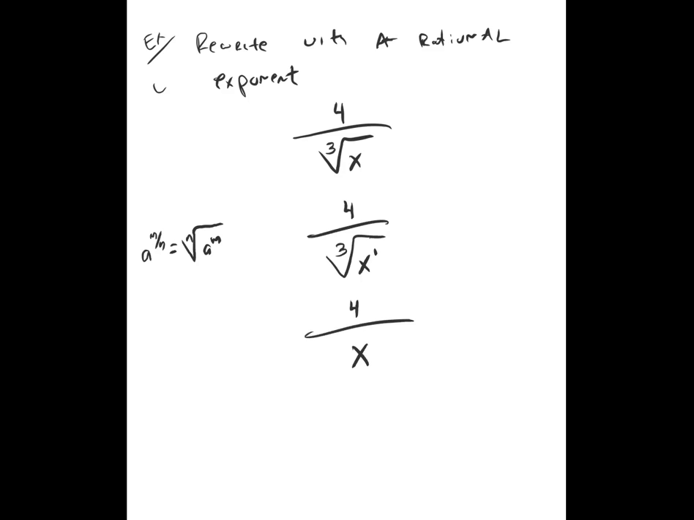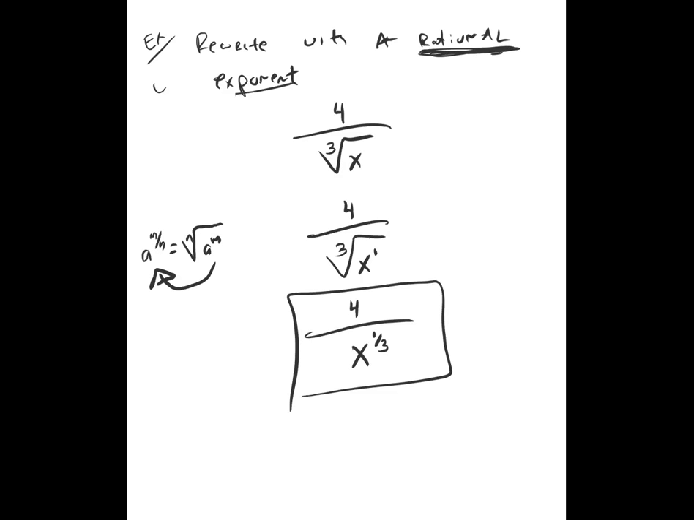Now, I'm getting rid of this. I'm going this way, which means it'd be x to the power of 1 over 3. And I wrote it as a fraction of an exponent, because that's what rational means. Any questions? Okay, moving on.